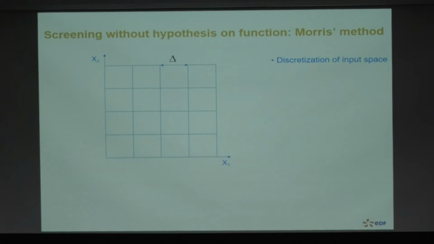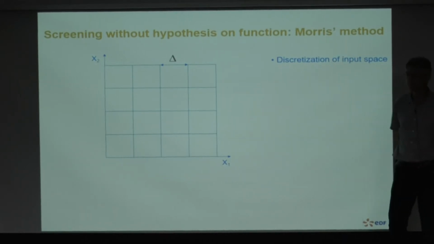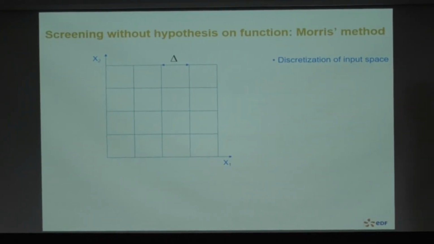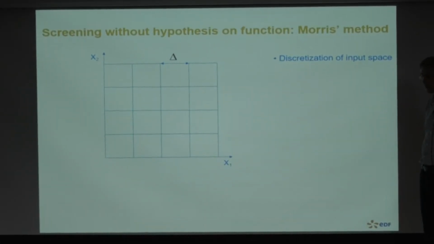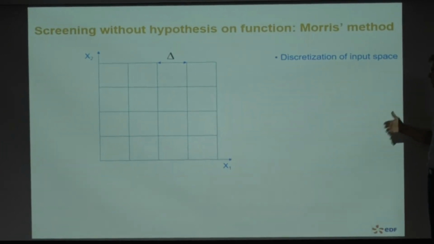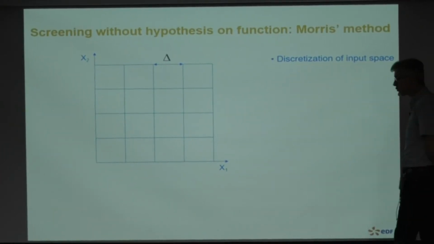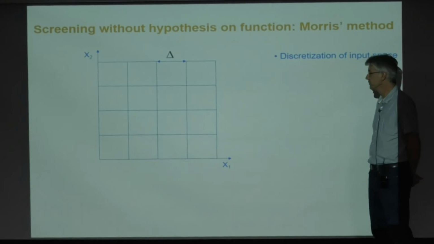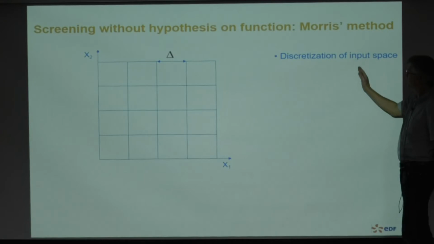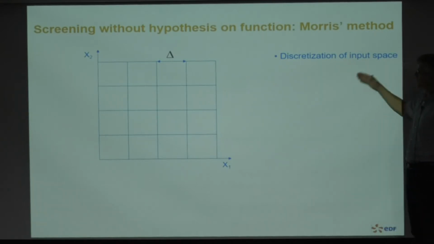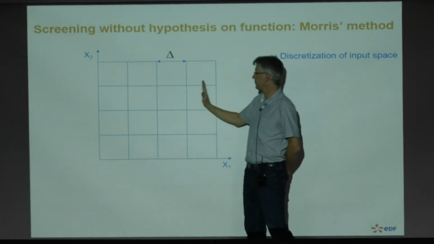Okay, so screening, and now I want to explain a famous method which was developed in 1991 by Max Morris, an American researcher mainly involved in the design of experiments. He had the culture of design of experiments, and he proposed a very simple way to do this for numerical design of experiments. In fact, it consists just of discretizing the space of your inputs into a coarse grid.